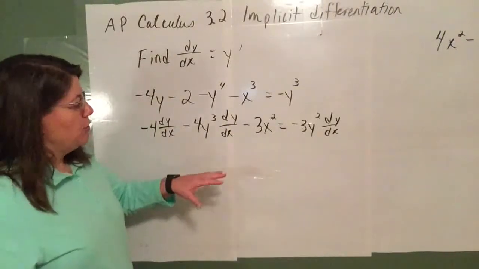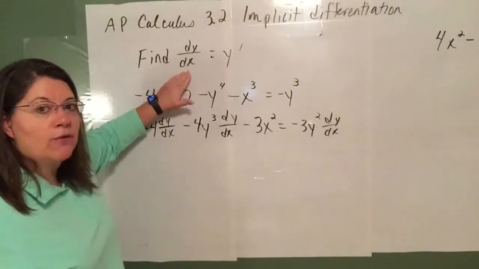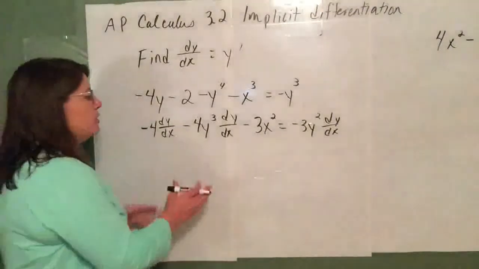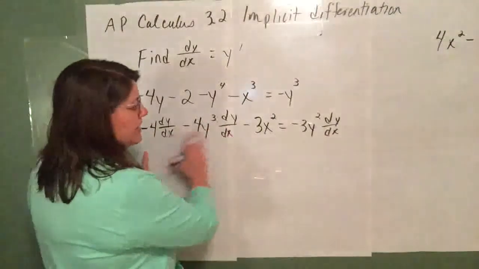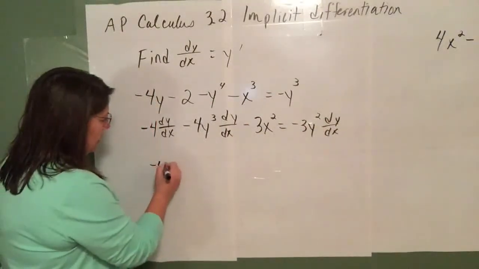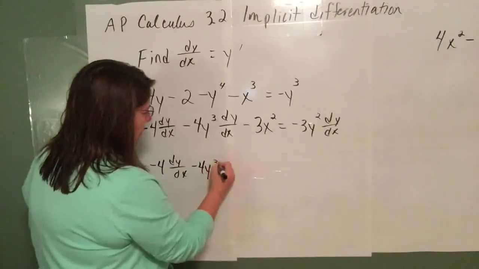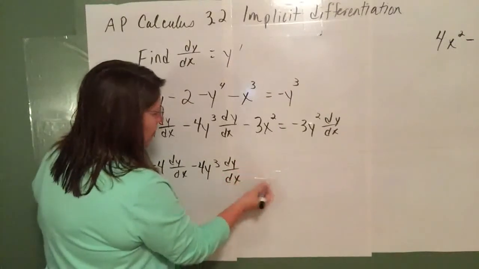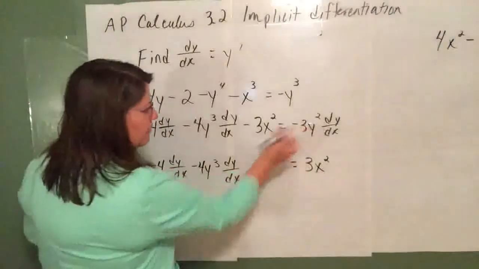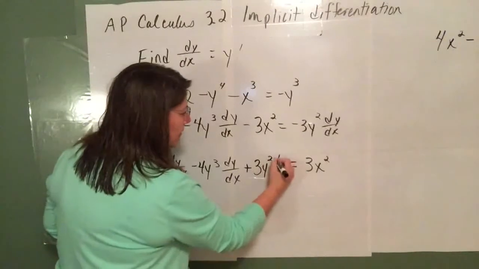The next thing I need to do is isolate the dy over dx because our directions say find dy over dx. So that means we're going to get dy over dx alone by itself. I'm going to move everything that has a dy over dx to this side, anything that doesn't to the right hand side. So when I do that, this stays where it is. The minus 4y cubed stays where it is. The negative 3x squared goes to the other side as a positive 3x squared, and the negative 3y squared dy over dx goes to the other side as a positive 3y squared dy over dx.